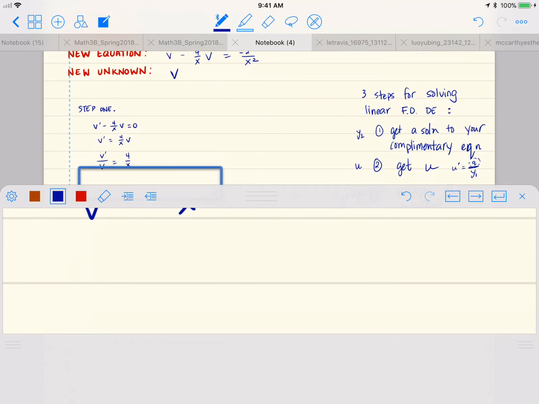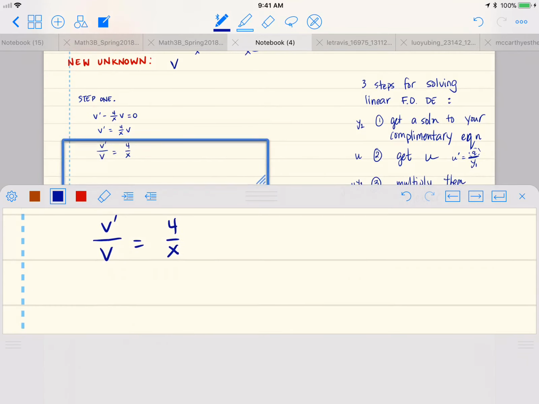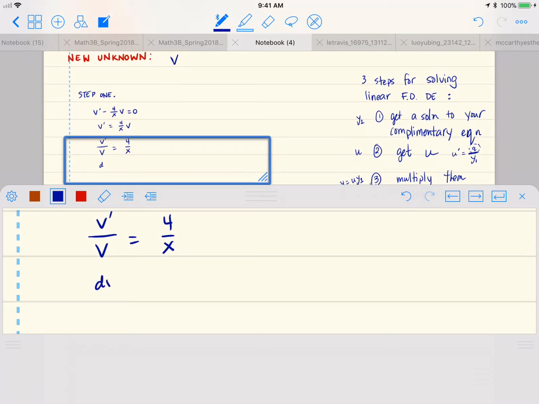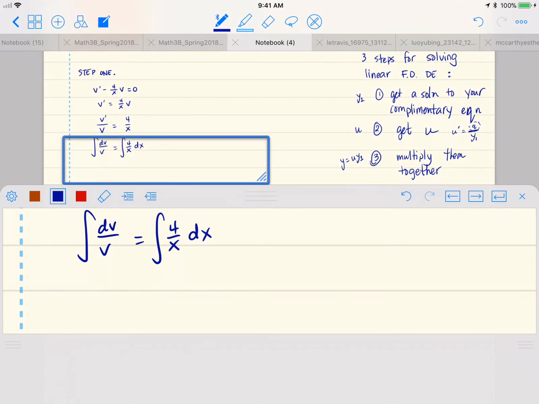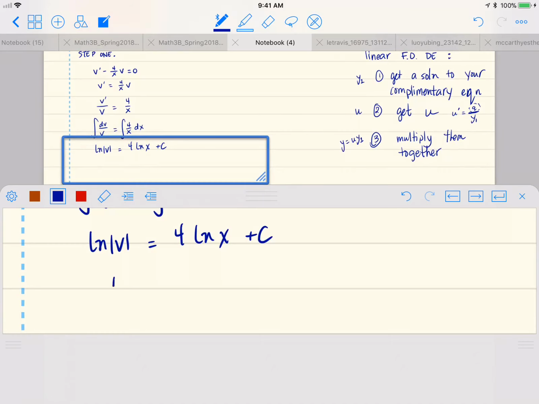And now I'm going to write it in differential form. So I'll have dv over v is equal to 4 over x dx. And I integrate both sides. So I'm going to get the natural log of the absolute value of v is equal to 4 times the natural log of x plus a constant. I'm going to solve this, and I get v is equal to a constant times e to the 4 natural log x.